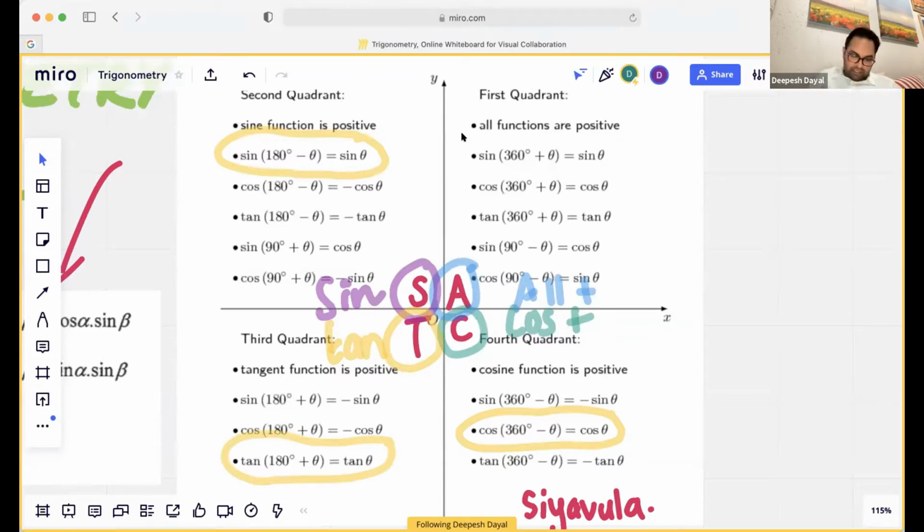Very, very importantly as well in this diagram, we learn about these ones with the 90s. Sine(90° − θ) becomes cos θ. Cos(90° − θ) becomes sine θ. And these are very important. A lot of people make mistakes with this. Sine(90° + θ) is cos θ. And then cos(90° + θ) is −sine θ.